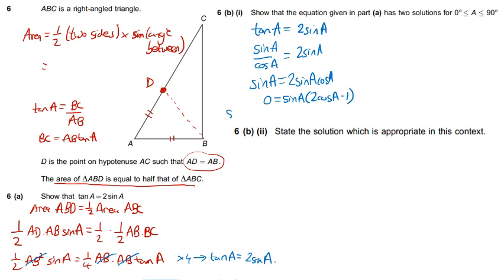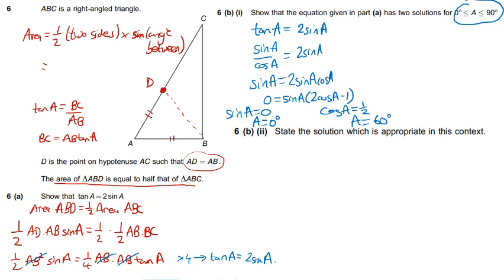So we either get sine A equals 0, and if we're in this interval here, 0 to 90, then the only solution there is that A must be equal to 0. Or we have cosine A is equal to a half, and again in that interval, inverse cosine of a half is 60 degrees. Okay, so there's our two solutions.